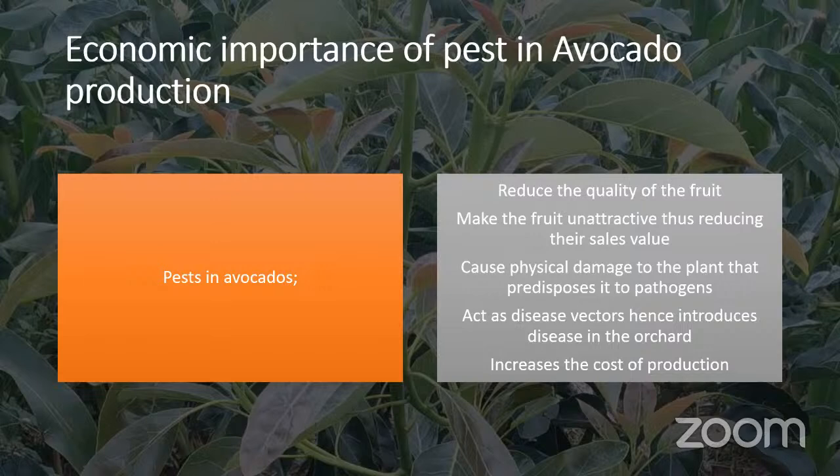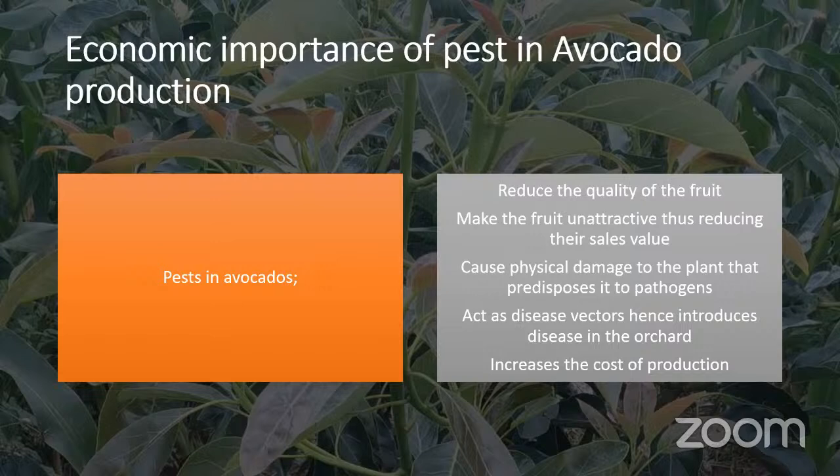Number 3, a pest causes physical damage to the plant and thereby predisposes it to pathogens. Because it is damaging the leaves, the stems, the flowers, it actually opens up this plant to the pathogens, because all those damages now become entry points for pathogens, disease-causing pathogens.